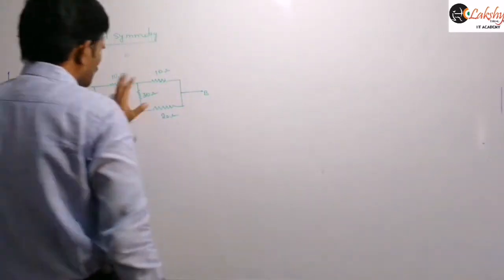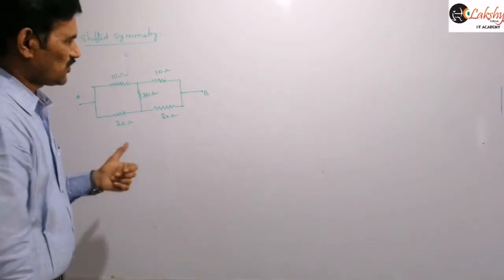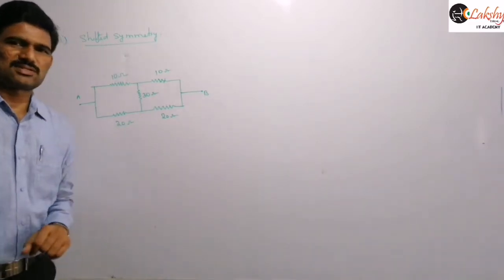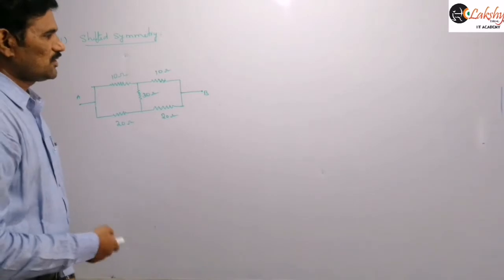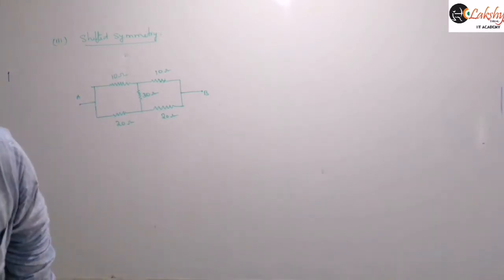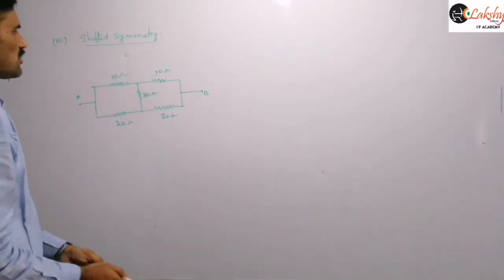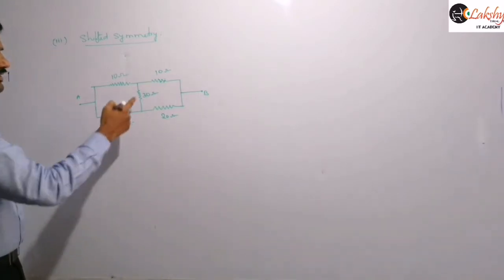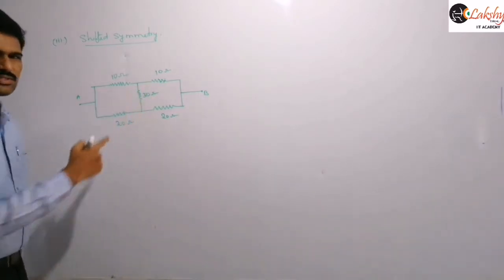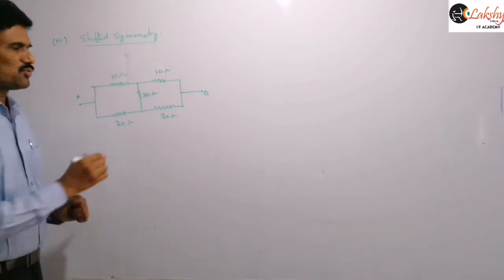Now suppose you are taking a circuit like this, and I ask you to find the effective resistance in that circuit. We know it is a balanced Wheatstone bridge, and as it is balanced, there is no current flowing through this 30 ohms, which we already discussed about the Wheatstone bridge.